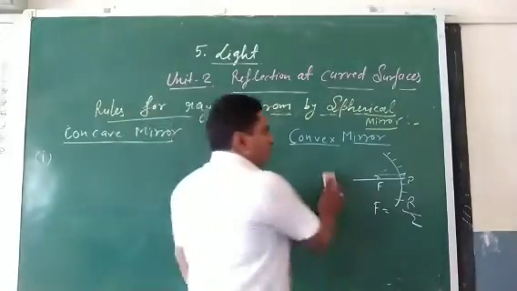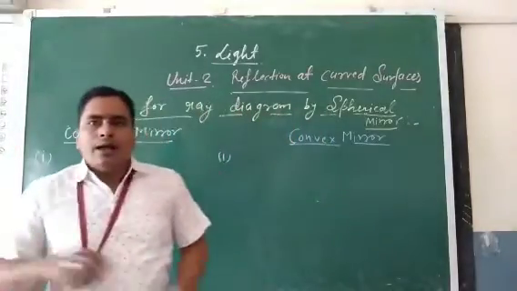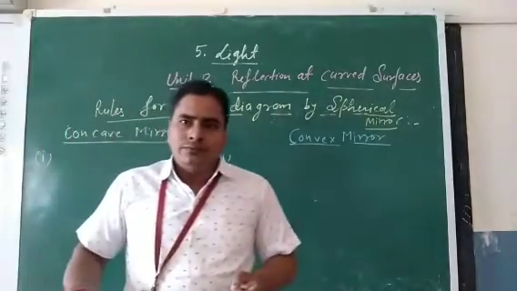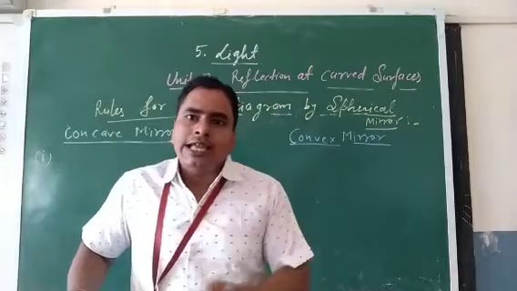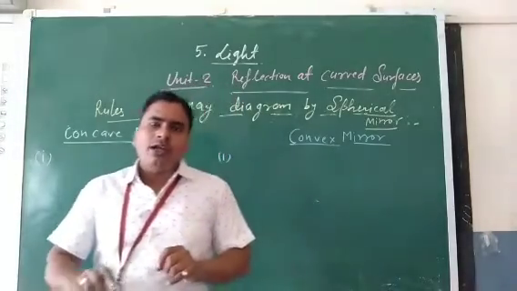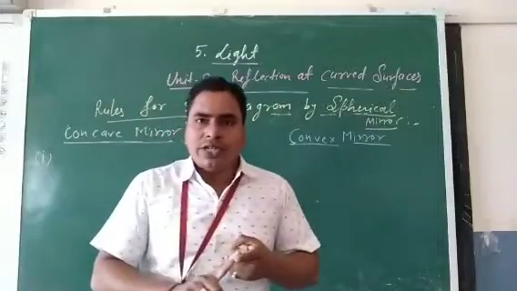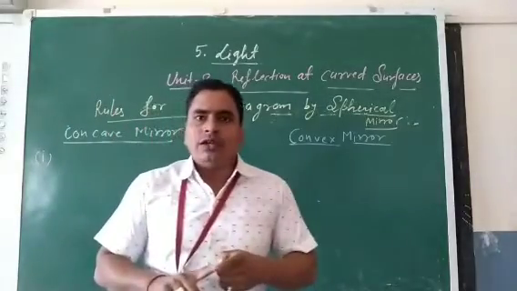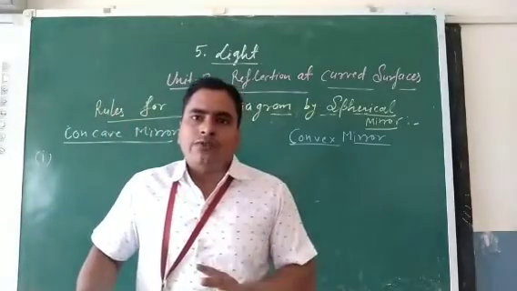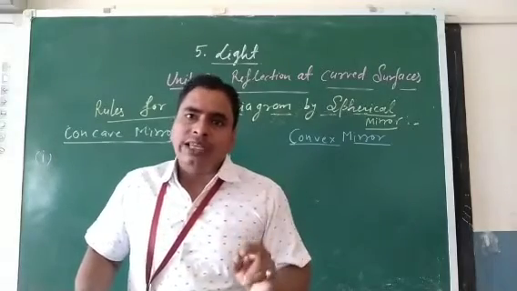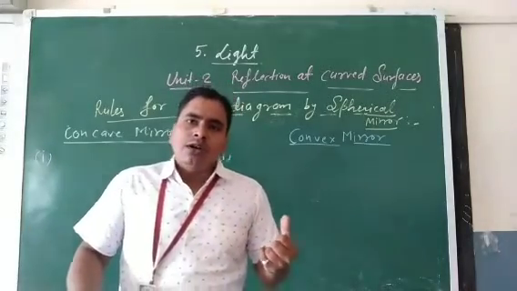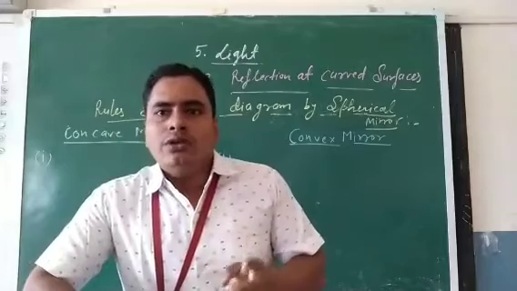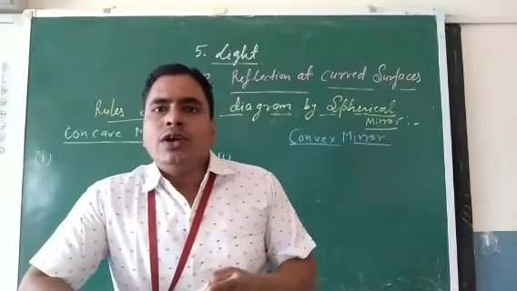So today we will discuss how we will draw the ray diagram by spherical mirrors. We know that already we have discussed the formation of images by plane mirrors. At that time we discussed that at least two rays are required for the formation of an image, either a point image or an extended image. So here also we need at least two rays for the formation of an image.